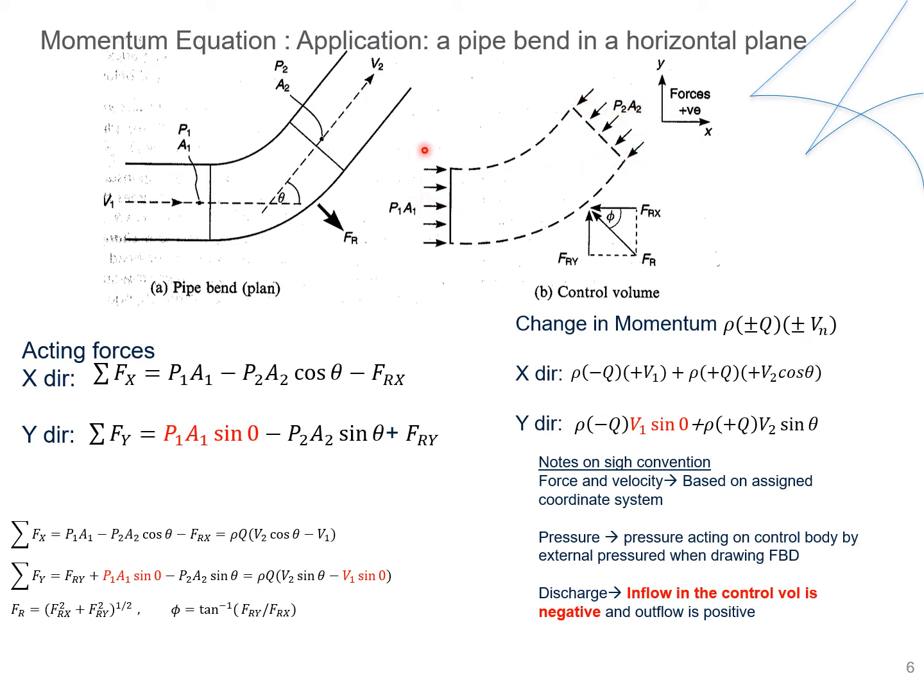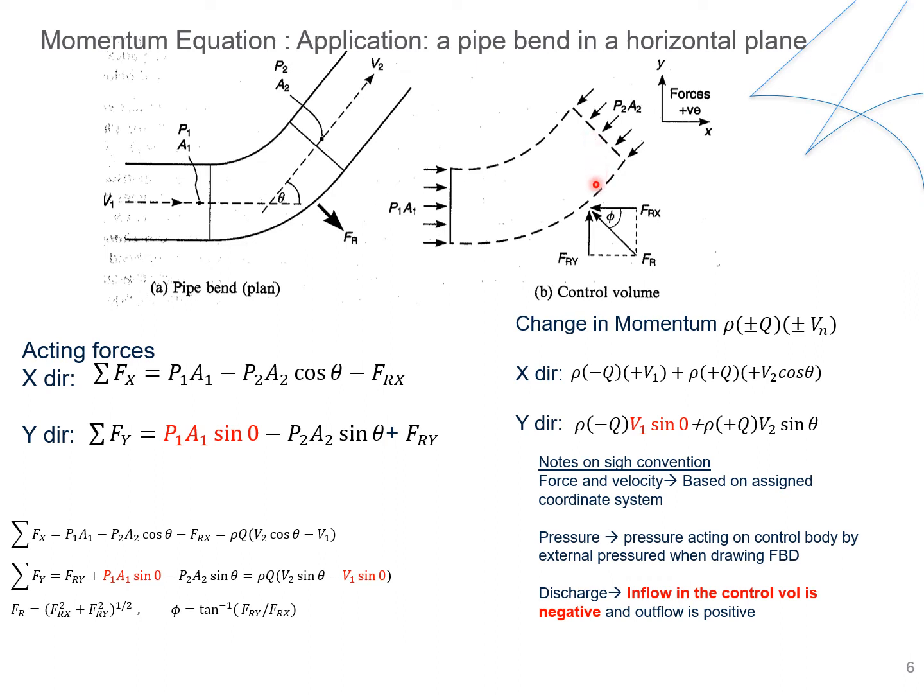It is important to remember the direction of the force. We apply the pressure from the outside on the control volume, which means at this section the water from this side is applying pressure this way, and similarly on the other side the water applies pressure in that direction. That's why the direction should be from the external pressure on the control volume. So this is the P1A1 force, and this is the P2A2 force.